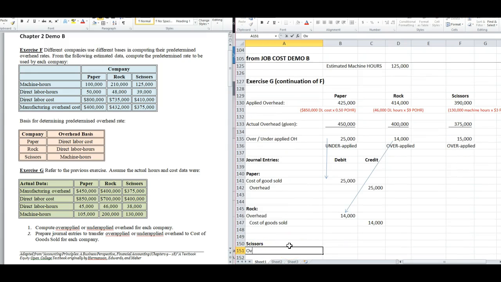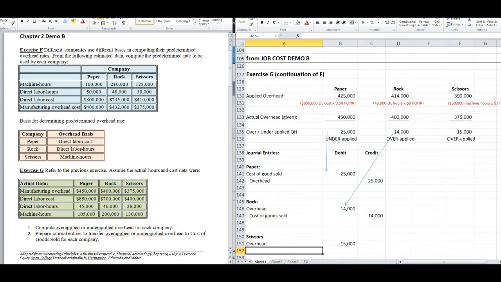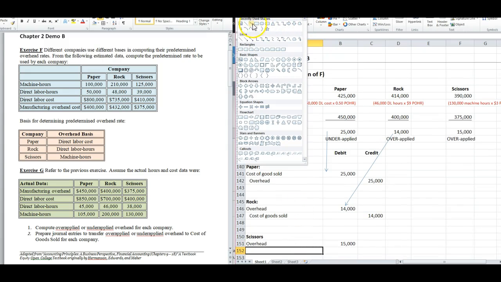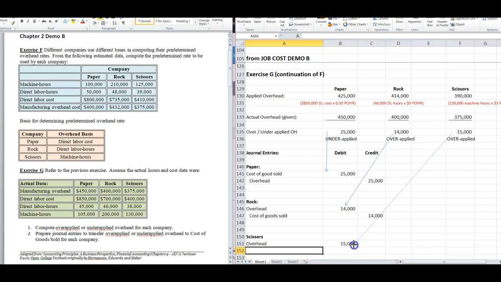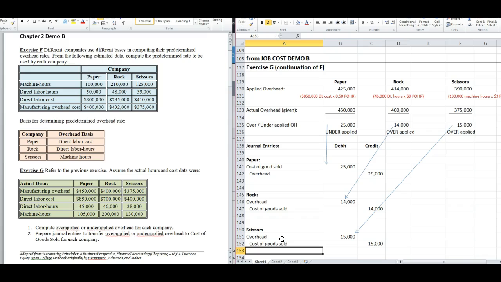For scissors, we will do the exact same entry because it is over applied. We will debit overhead for $15,000, and we will credit cost of goods sold for $15,000 because it's over applied, which means we charged too much cost to the jobs. This is how we look at actual and applied overhead. If you have any questions, just let me know.